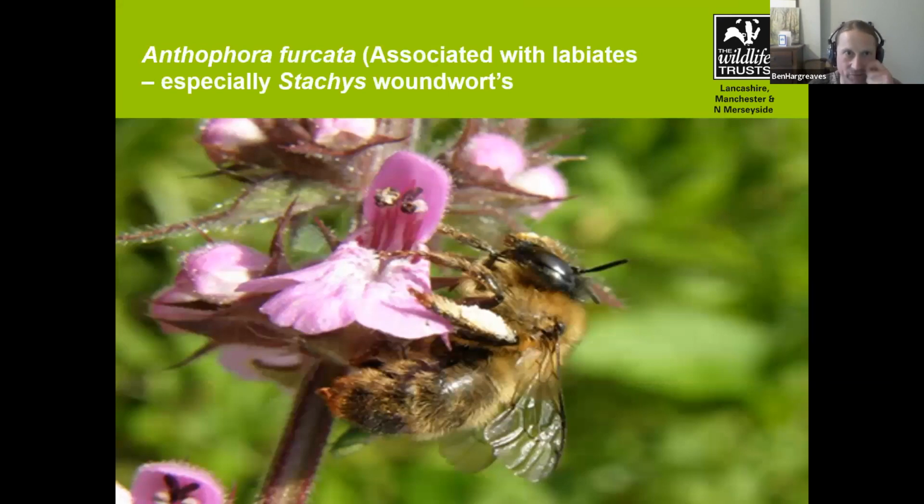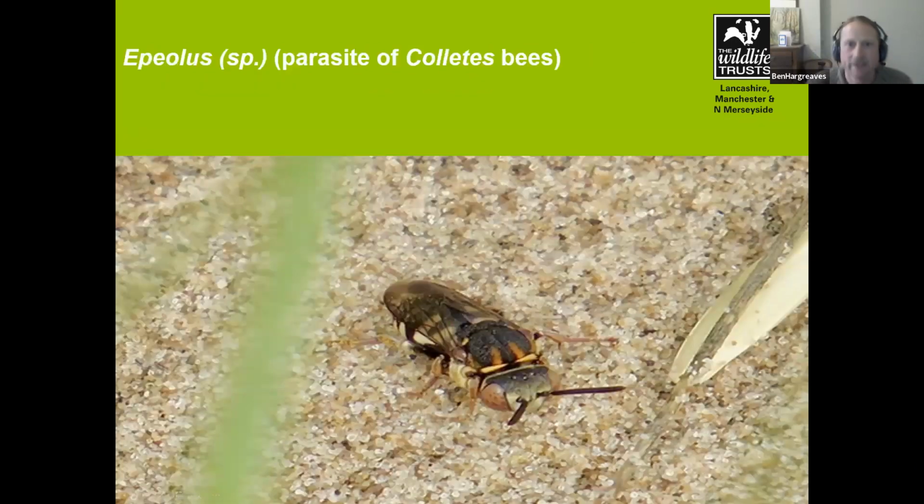Yeah, this is one that's worth showing. The woundwort mining bee, sometimes called Anthophora furcata, especially seen on woundworts. Got a very distinctive orange tip to the tail. It's very small but quite distinct, and yeah, will often be found later on in the year on Stachys. Next slide, please. The parasitic genus Epeolus, they're very reminiscent of Oxybelus wasps, which are aculeate wasps and often found in the same sandy habitat. These are parasites of a completely unrelated bee, the Colletes.